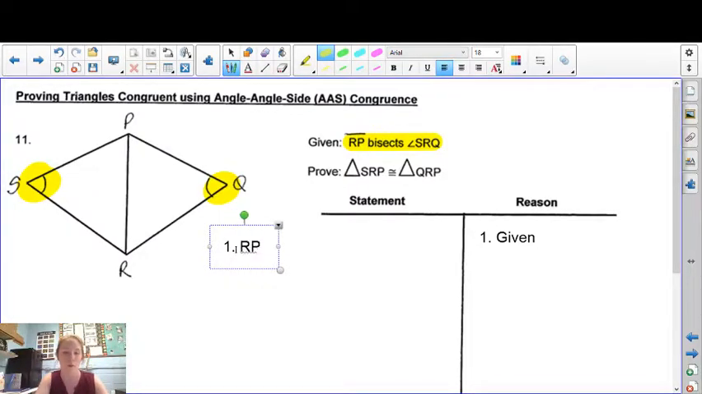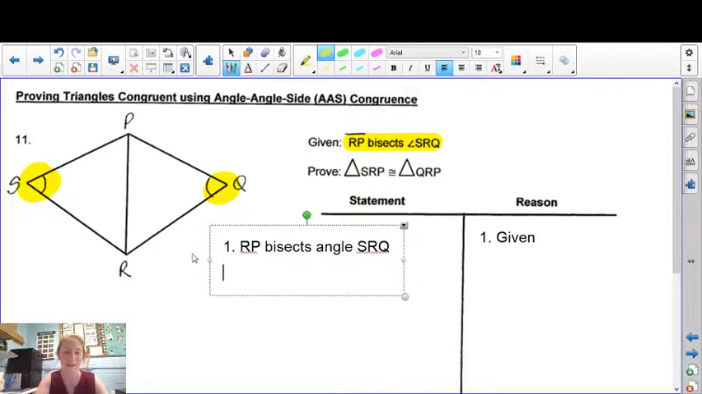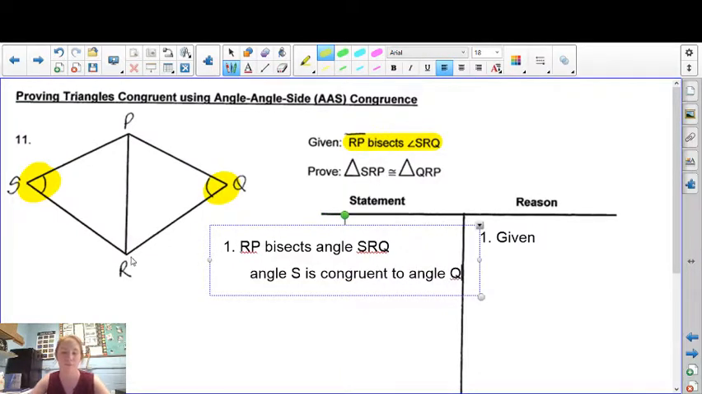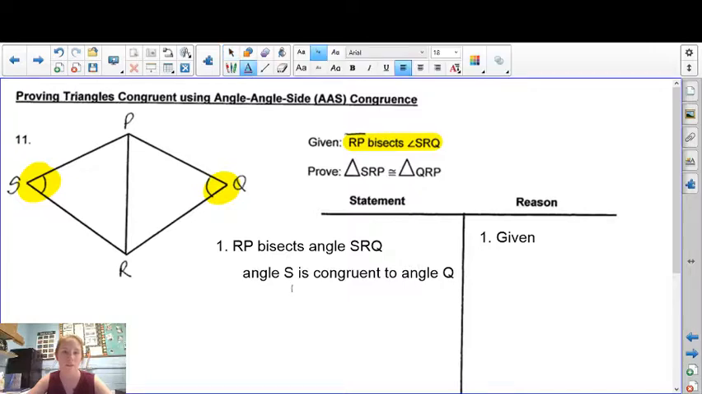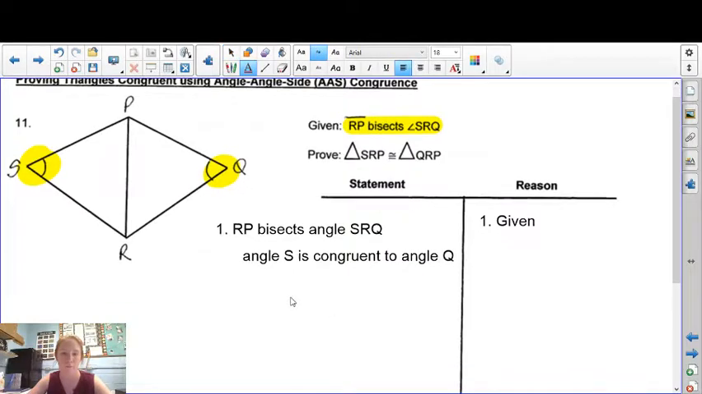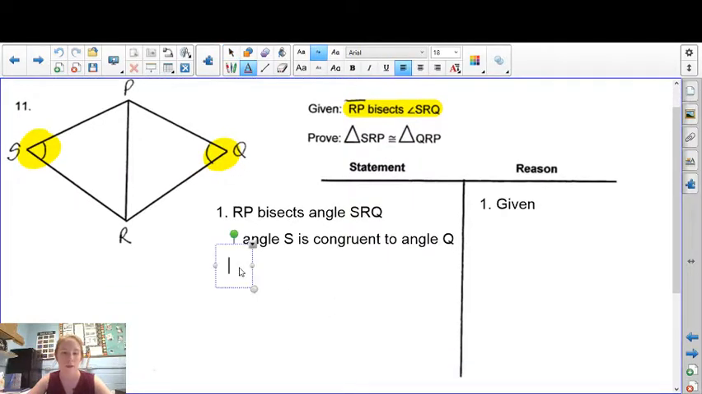So RP bisects angle SRQ. And angle S is congruent to angle Q. One of those pieces came from the actual writing. The other one came from the picture. Okay, now since I've got some given stuff, we're going to go ahead and use that information. So step number two.